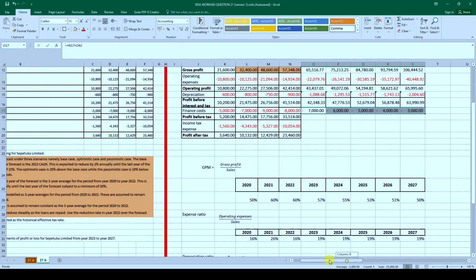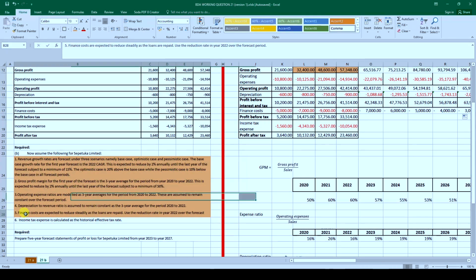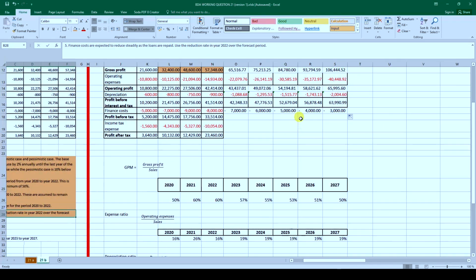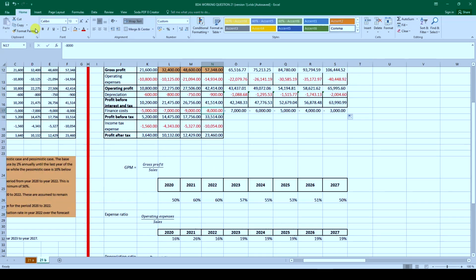There is no constraint in as far as finance cost is concerned. You can see there is no constraint. Use the reduction rate in year 2022 over the forecast period. So 2022 it has reduced by 1,000 and that's it. Format painter, like that.